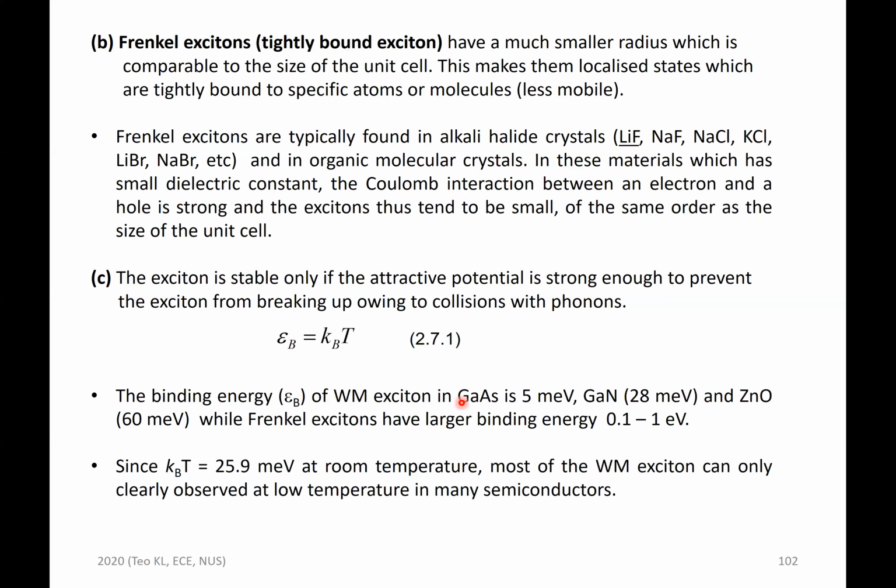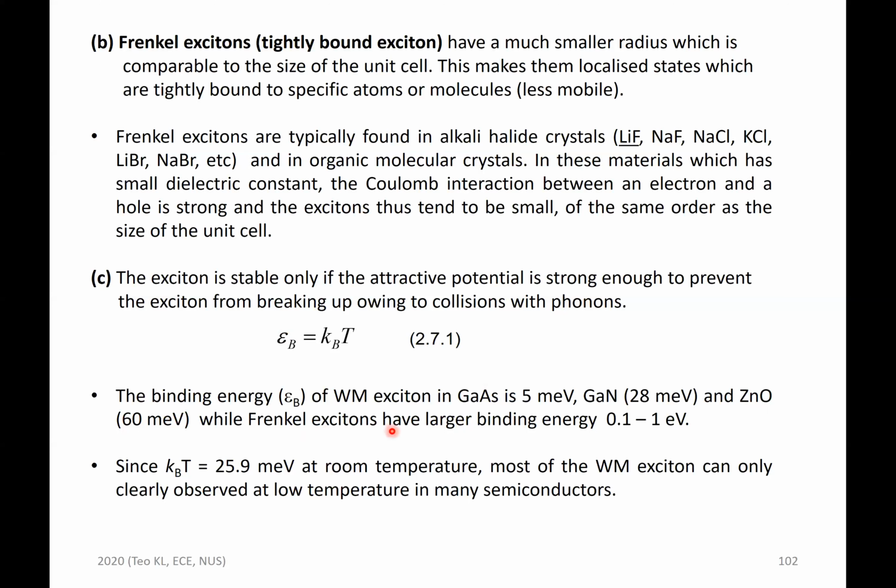The binding energy of the exciton in gallium arsenide is about 5 meV. Gallium nitride is 28 meV. At room temperature, your thermal energy kT is about 25.9 meV. If your gallium nitride is 28 meV, it means that the binding energy of the exciton is greater than the thermal energy, so you can see the exciton effect in gallium nitride. The thermal energy is not sufficient to break the exciton into a free electron and free hole. Zinc oxide is the same thing, at 60 meV, so you expect to see the exciton effect at room temperature.